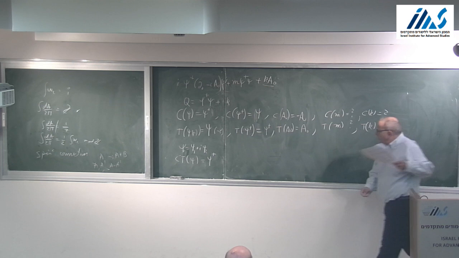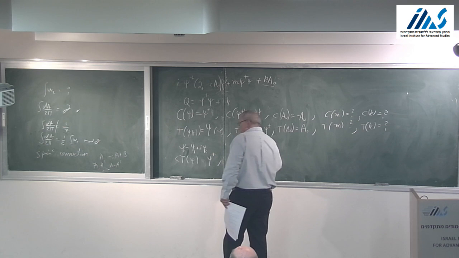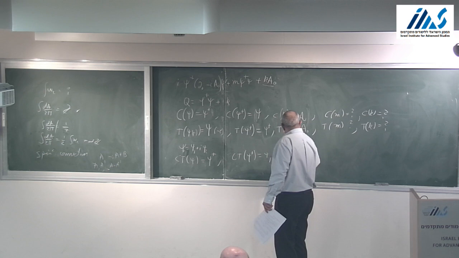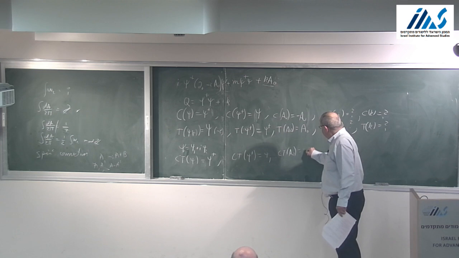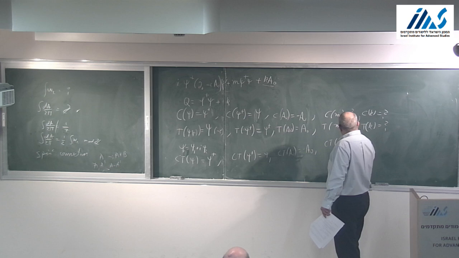And now let's fill in the table. So Ct of psi dagger is what? Psi, good. And what's Ct on A0? Sorry? Minus A0. And what about these? Well, the answer is that I'm leaving it as an exercise.